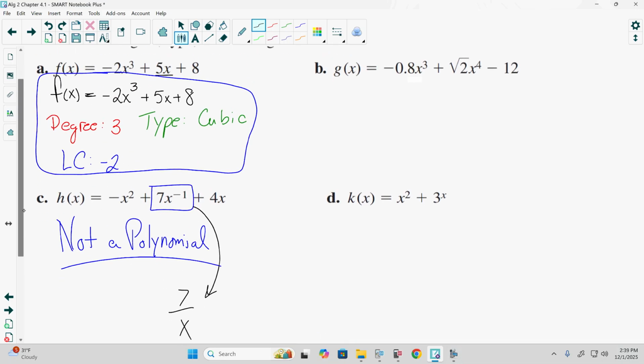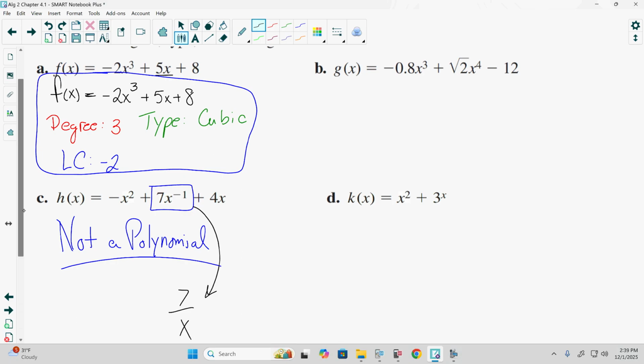Let's look at B. G of x equals negative 0.8 x to the third plus square root of 2 times x to the fourth minus 12. So let's go through our steps. Are there any negative exponents attached to variables? No. Are there any fractional exponents attached to variables? No. Do we have variables in the exponent?